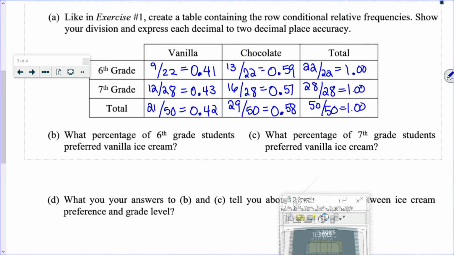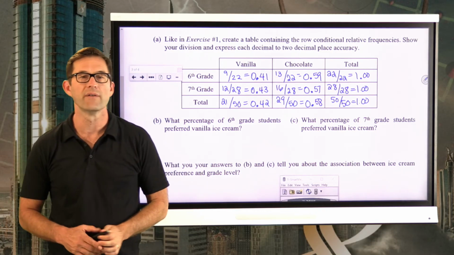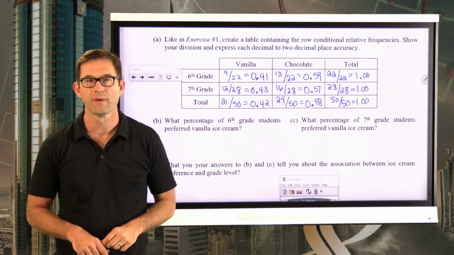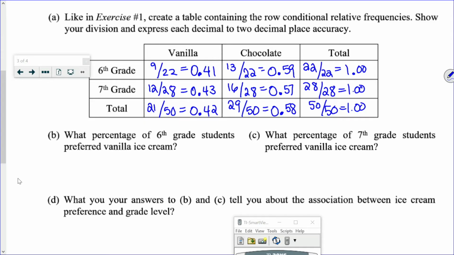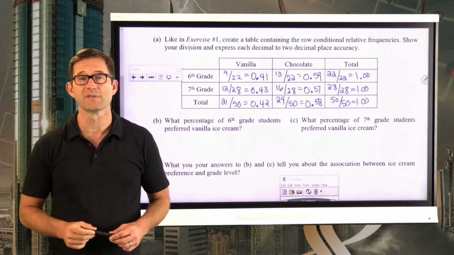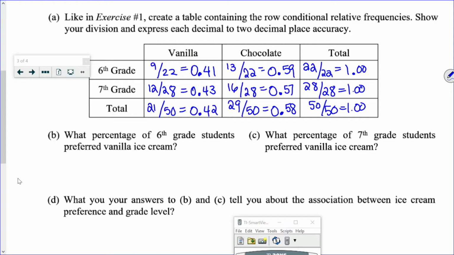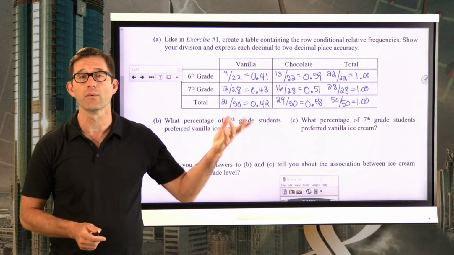Now, we want to make sure that you can interpret this table, right, where I divided everything by the row totals. So, take a look at letter B. What percentage of 6th grade students preferred vanilla ice cream? Simple enough. Also, letter C, let's have you answer them both at the same time. What percentage of 7th grade students preferred vanilla ice cream? All right, so pause the video now. This should be very easy now that we've got the table filled out.